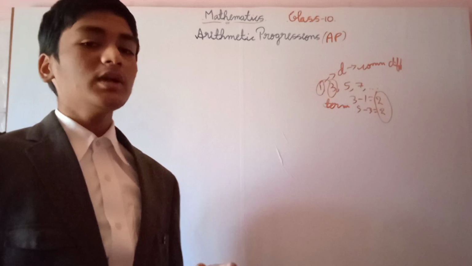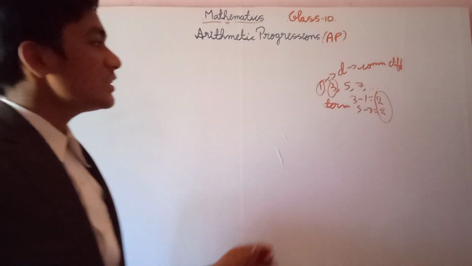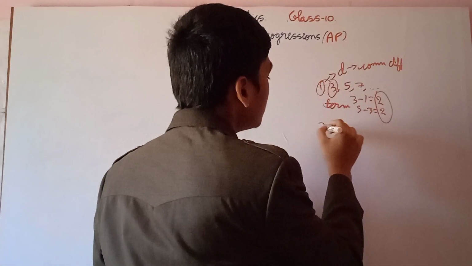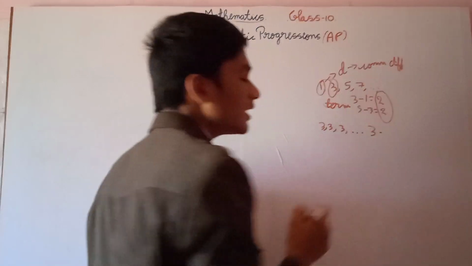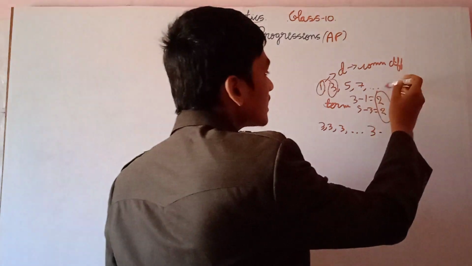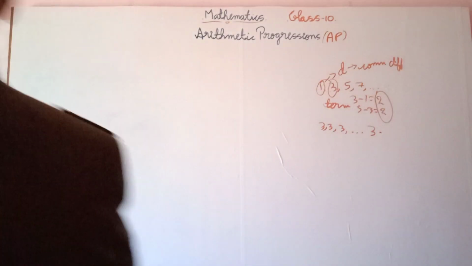A finite arithmetic progression is an arithmetic progression in which the last term is known to us. For example, 3, 3, 3 and so on, and the last term is 3. This is an example of finite arithmetic progression, and the previous example is an example of infinite arithmetic progression.